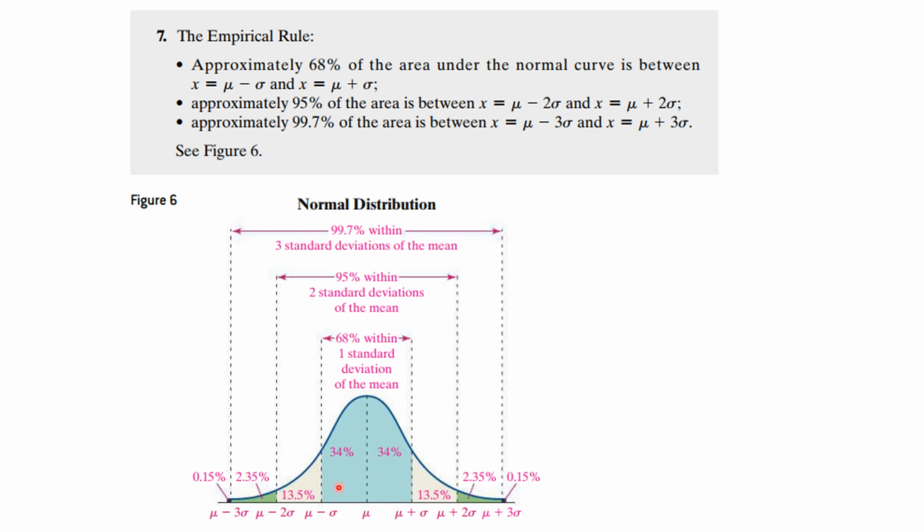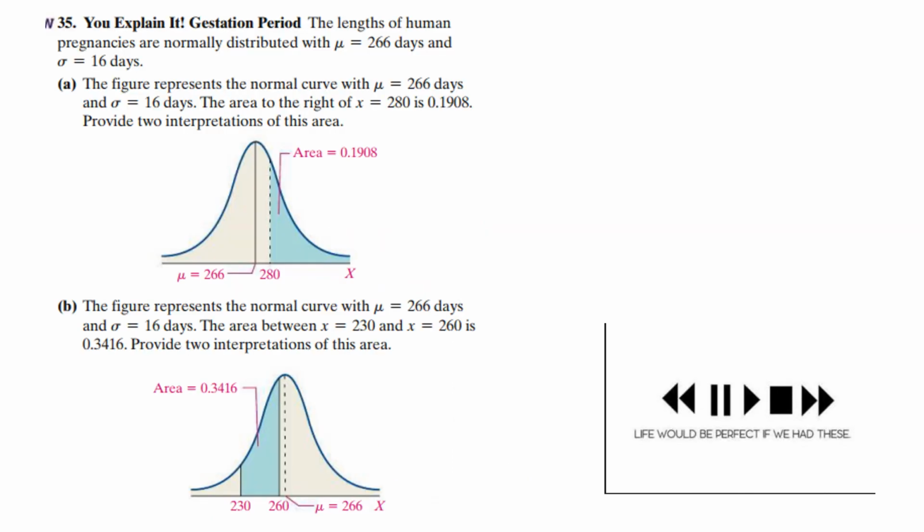About the mean, within one standard deviation, you have about 68%. Within two standard deviations, you have about 95%. And within three standard deviations, you have 99.7%. This is an important relationship to remember. And in fact, if something falls outside of 2 standard deviations away from the mean, we declare it to be unusual.